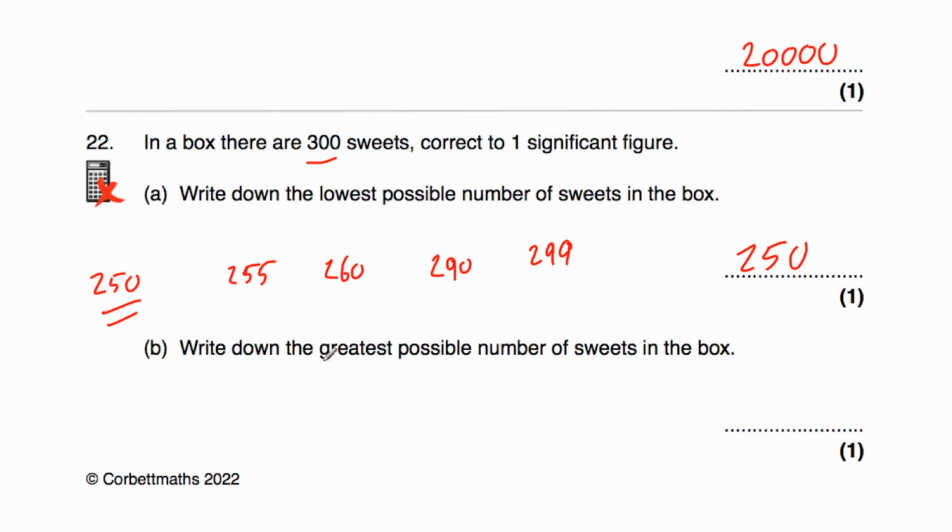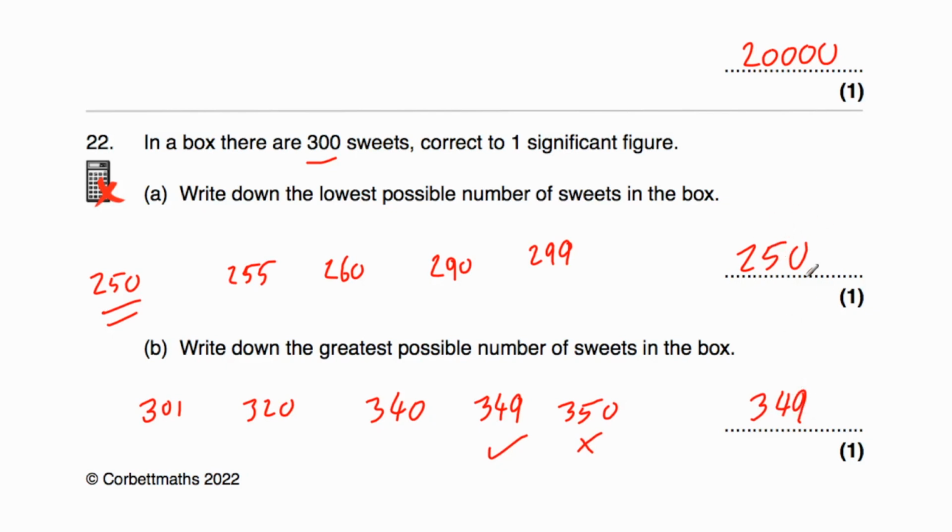Okay, part B. Part B says write down the greatest possible number of sweets in the box. So again, the number of sweets has been rounded to one significant figure, and we know there's 300. So there might be more than 300 sweets, there might be 301. When we round that to one significant figure, that would be 300. We could have 320, or 340, and those would round to 300. We could have 349, because rounded to one significant figure, it would be 300. But we couldn't have 350, because 350 rounds up to 400. So that wouldn't work, but 349 would, so the answer would be 349.